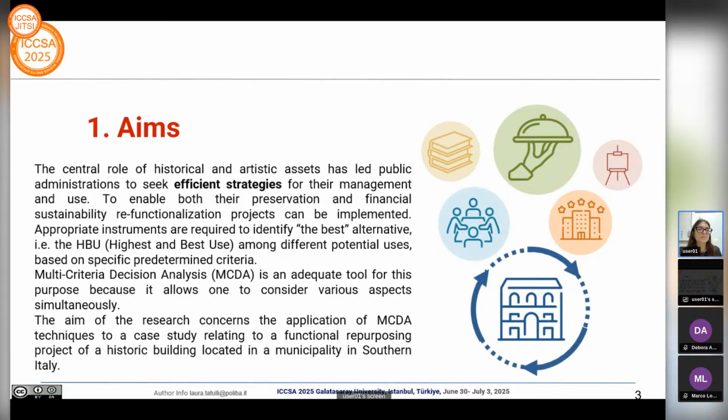So, multi-criteria decision analysis is an adequate tool for this purpose because it allows one to consider different aspects in a simultaneous way. And the aim of this research concerns the application of this kind of method to a case study relating to a functional reproposing project for a historical building which is located in a municipality in the south of Italy.